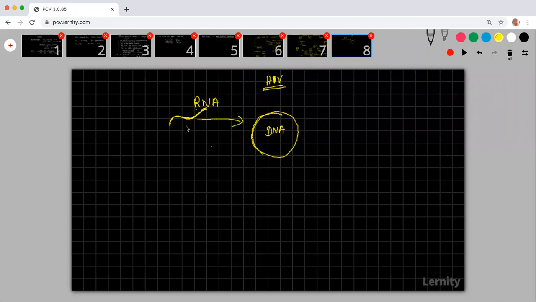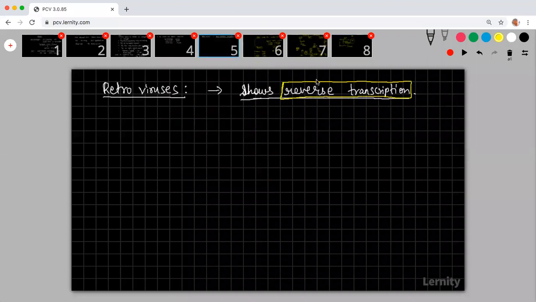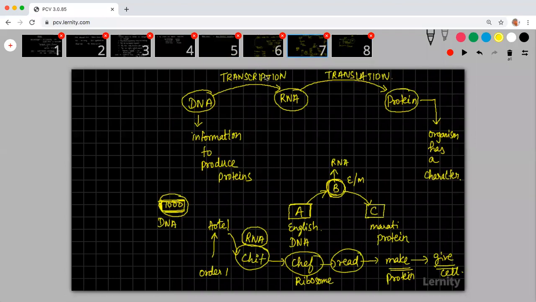It cannot get in. So what it will try to do is, this virus has an enzyme which is called reverse transcriptase, which will convert RNA into a double-stranded viral DNA. So here what is happening, RNA is converted into DNA. This process is what we call reverse transcription. What is reverse transcription? Reverse of transcription. Normally transcription is what? From DNA you are going to get RNA. That is normal transcription. If you are talking about reverse transcription, the transcription process is reversed.